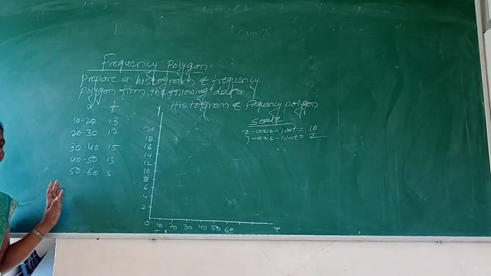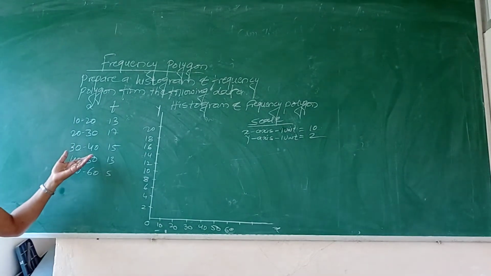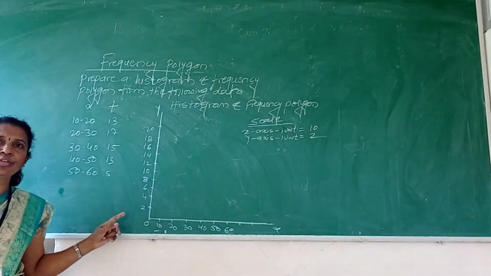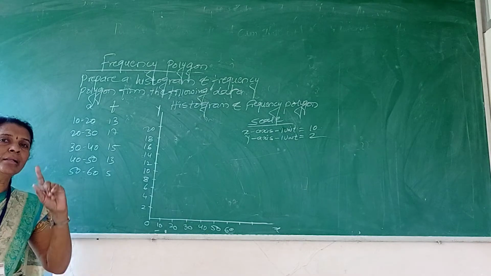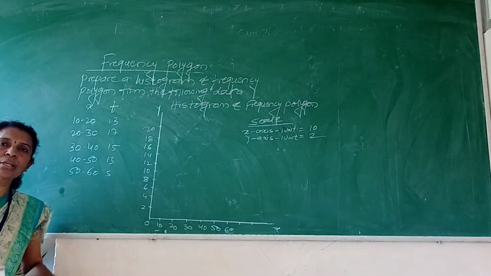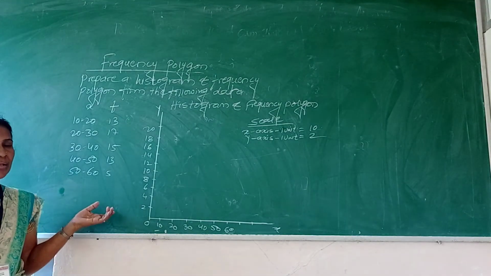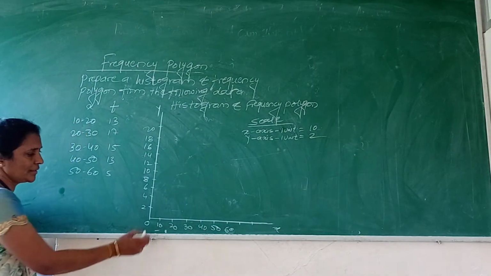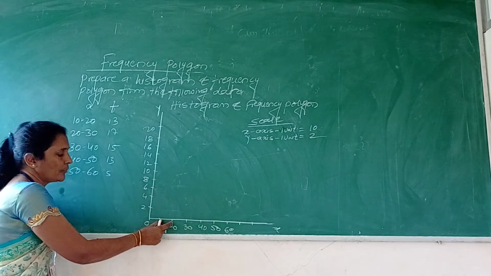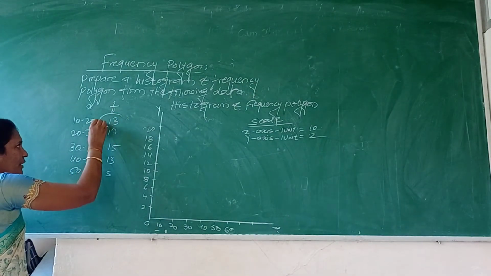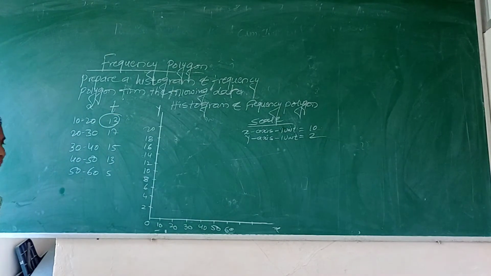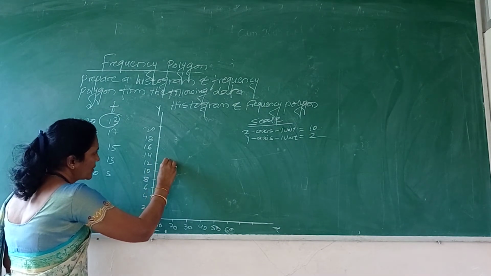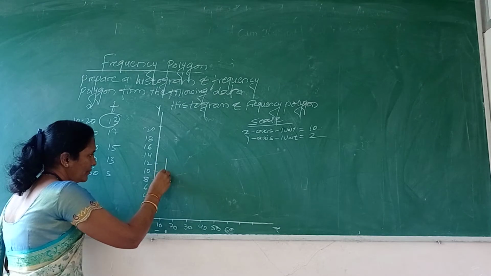Now we will present all the classes and frequencies. First we will draw the histogram, and with the help of the histogram we will draw the frequency polygon. First class is 10 to 20. What is the frequency? 13. So 13 is here. Use the scale and draw the histogram.